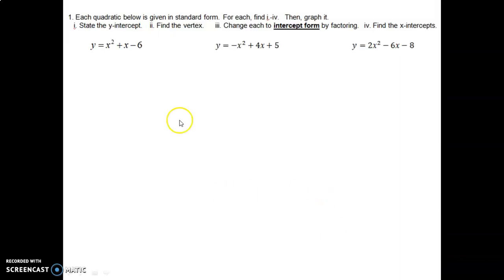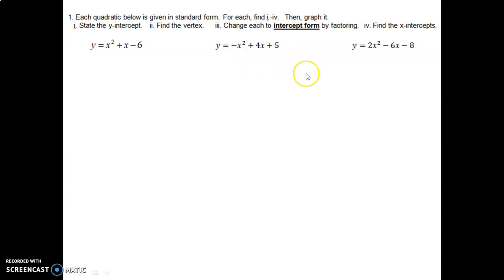Okay, so what we have is 3 quadratics given in standard form. For each, you are to do steps 1 through 4, and then graph it. Steps 1 through 4 are finding the y-intercept, finding the vertex, then changing it to intercept form by factoring, and then finding the x-intercepts. You're going to do 3 like this. You're going to do 3 more that are slightly different than these, you'll see. And then you're going to make a conclusion about what happened.